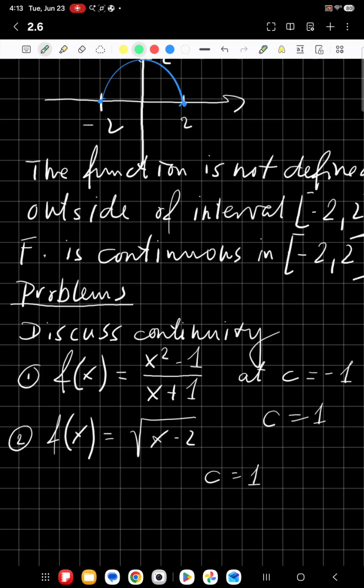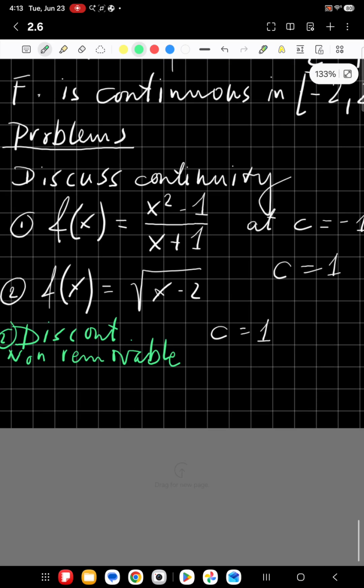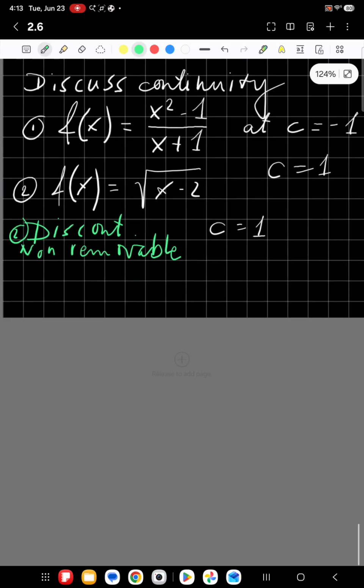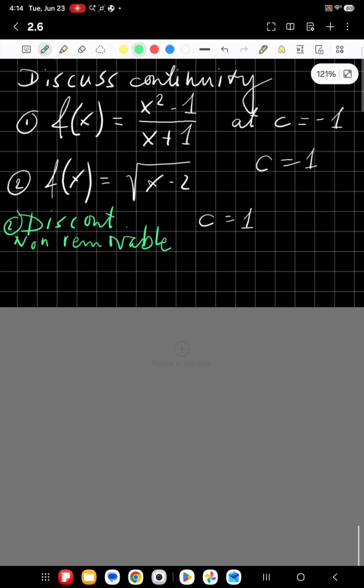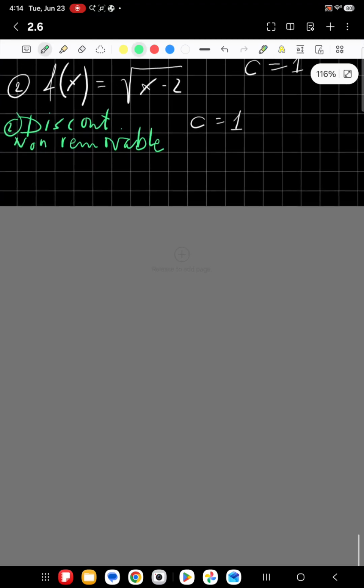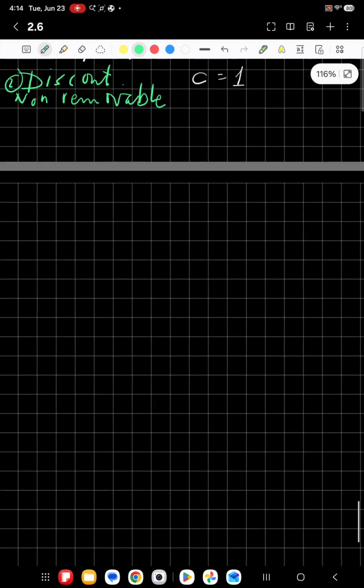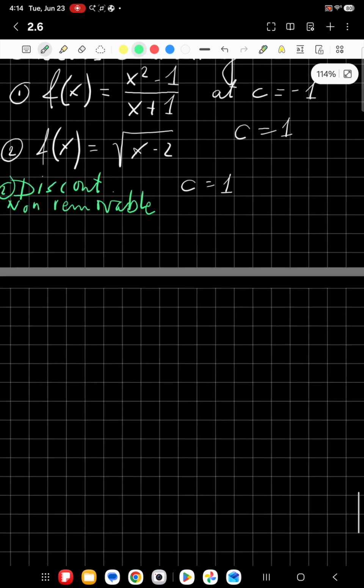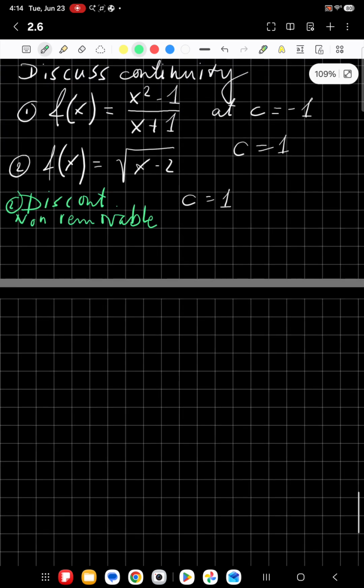So the second one is discontinuous, and it's non-removable. That was the answer for the second problem. The first one, okay, I'm trying to, here you go. I can see that problem. So that's the answer for the second one.